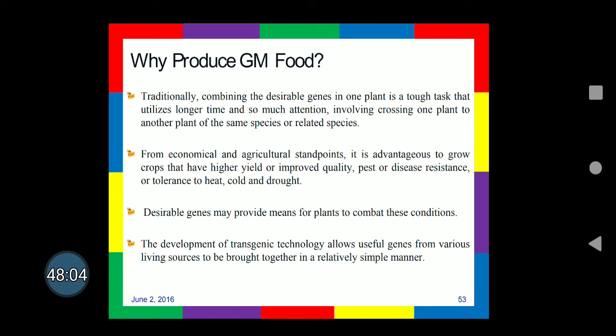The development of transgenic technology allows us to make use of useful genes from various living sources and bring them together in a relatively simple manner by this mechanism.